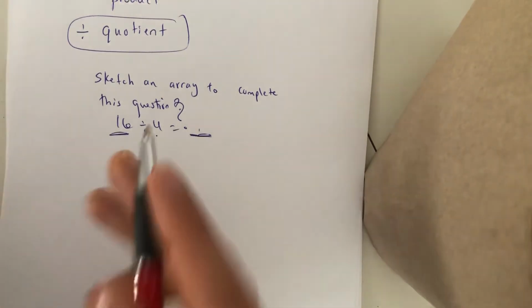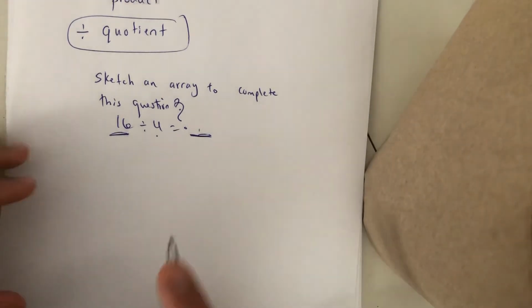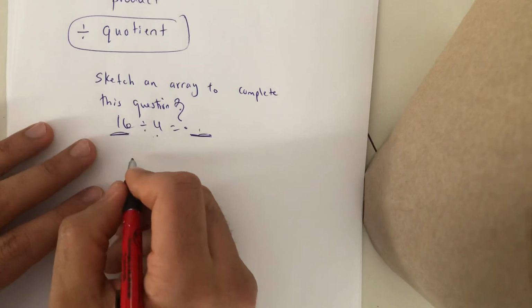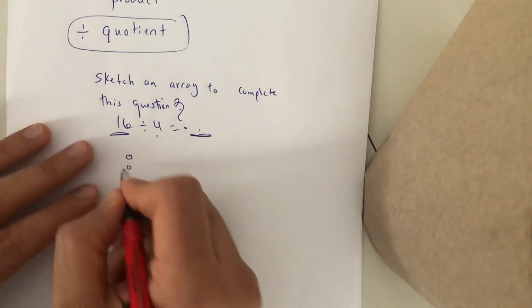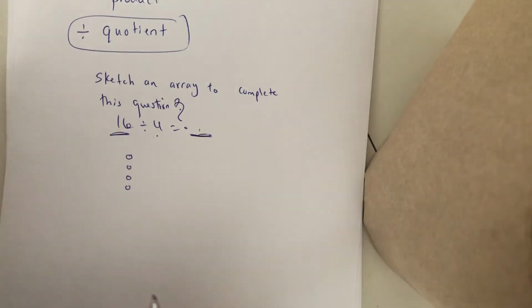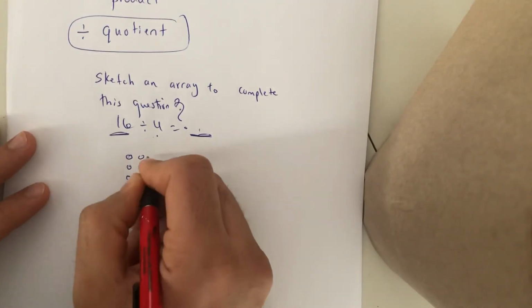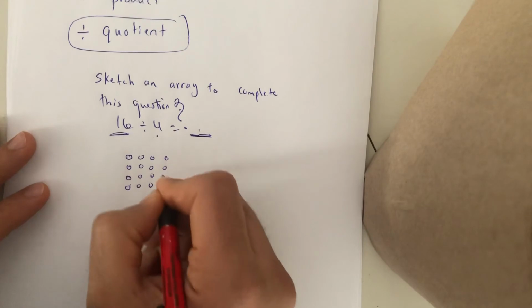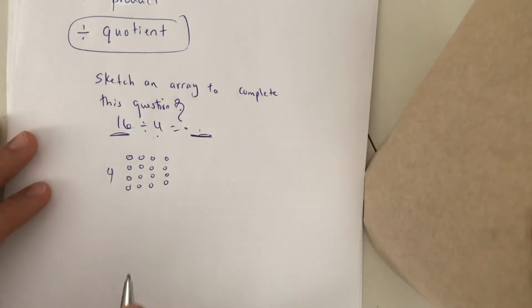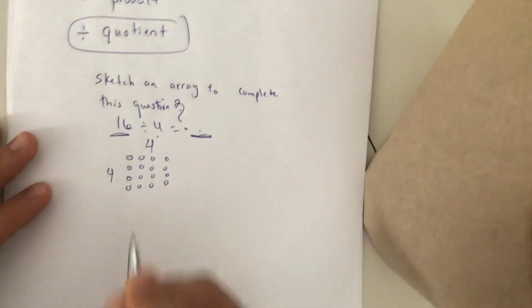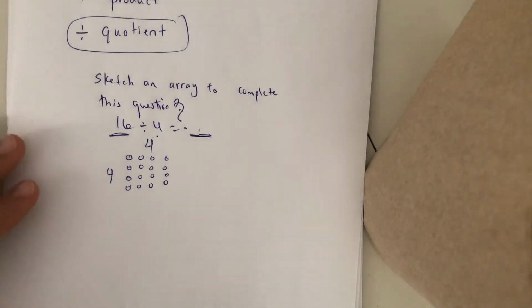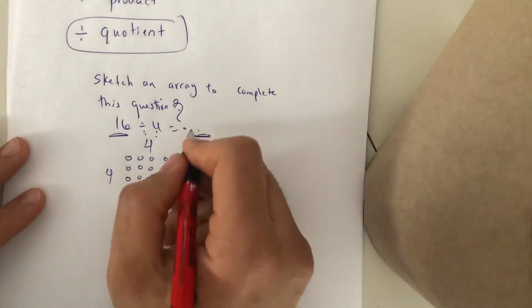So I'm going to look at it as if I have 16 counters, and I'm going to be using 4 rows, 1, 2, 3, 4. And again, I have 16 altogether. So 1, 2, 3, 4, 5, 6, 7, 8, 9, 10, 11, 12, 13, 14, 15, 16. So I have 4 rows, and now I found out that I have 4 columns. So 16 divided by 4 equals 4.